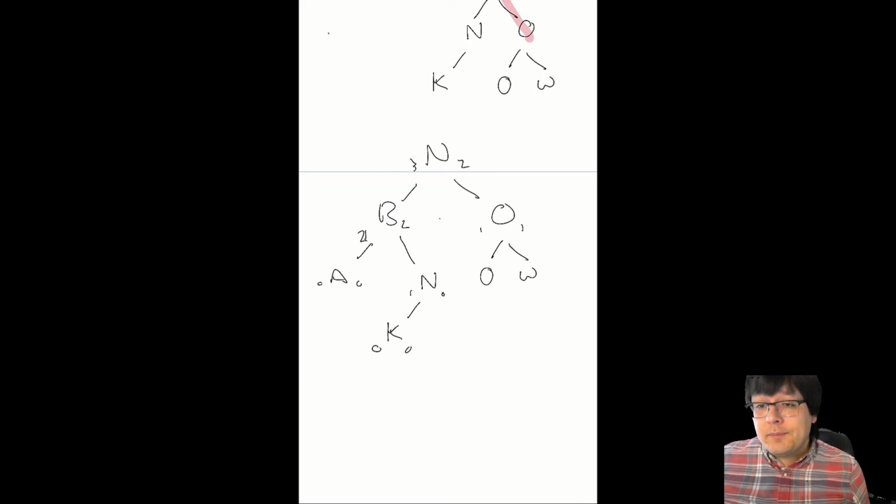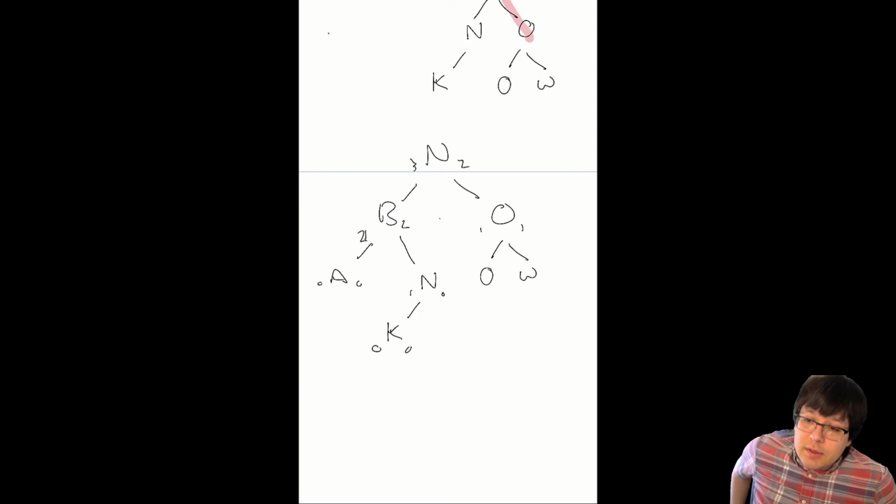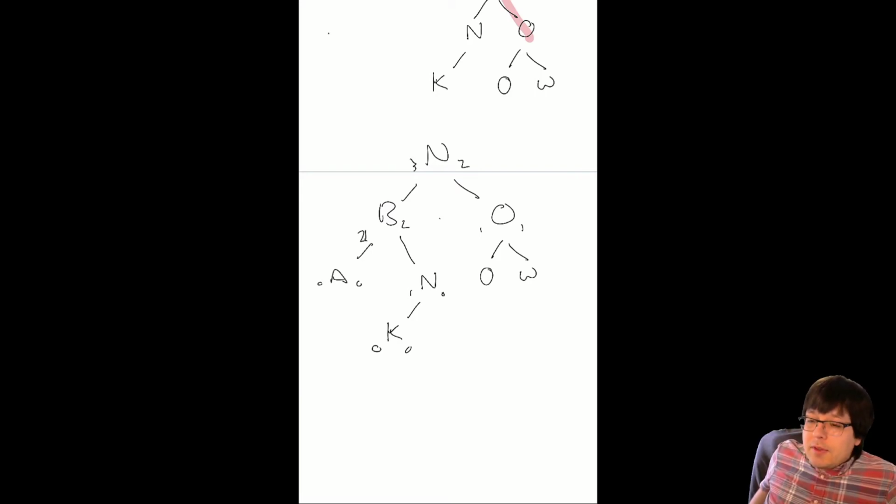If you're looking for the N, you will find the N there. And if you're looking for another N, then you would keep searching after you find the first one. And if you reach a leaf, then that means there's no more. Okay?